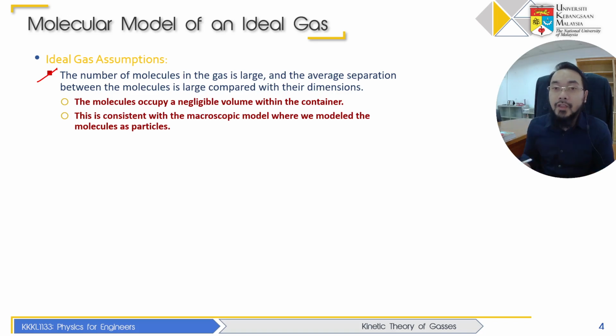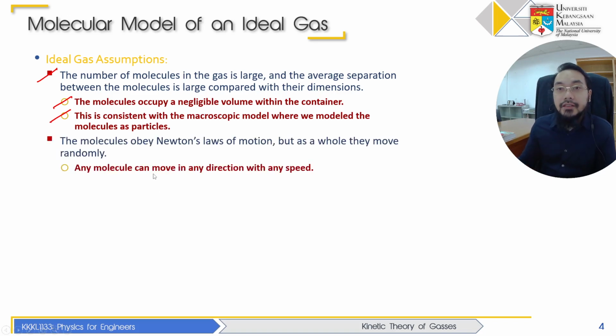The implication of that is that we can say the molecules occupy a negligible volume within the container, because if the size of each atom and molecule is very small, and if we combine all the atoms and molecules and try to measure the actual volume, it's very small compared to the volume of your container. Secondly, this is consistent with the macroscopic model where we model molecules as particles, so we can treat molecules as particles.